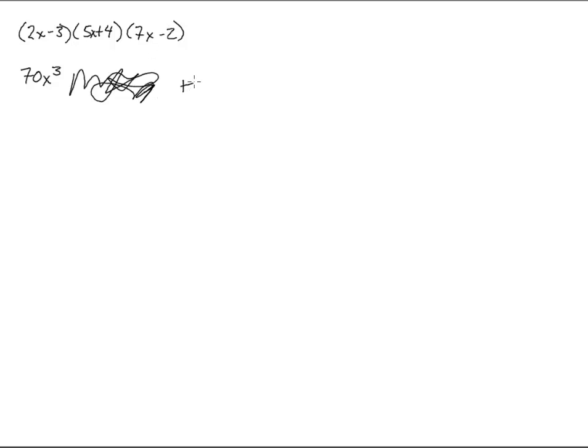In some of the last problems, we had you multiply something like this: 2x minus 3 times 5x plus 4 times 7x minus 2, or something like that. And said just write down the first and the last terms. So we multiply it out, and we had 2x times 5x is 10x times 7x is 70x cubed. And then there are some middle terms, and then we had negative 3 times positive 4 times negative 2, which gives us a plus 24.